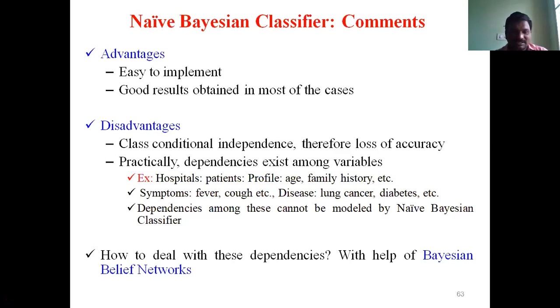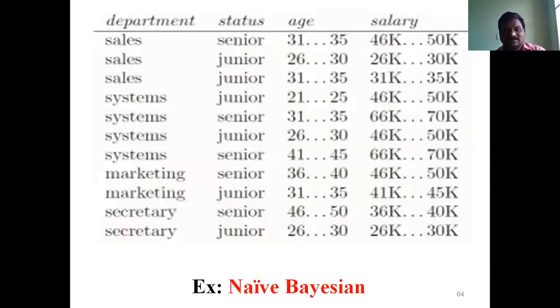Symptoms. That means in this case, we will take a simple example. How to deal with these dependencies with the help of Bayesian, we will discuss later about the Bayesian networks. Here, take another example.